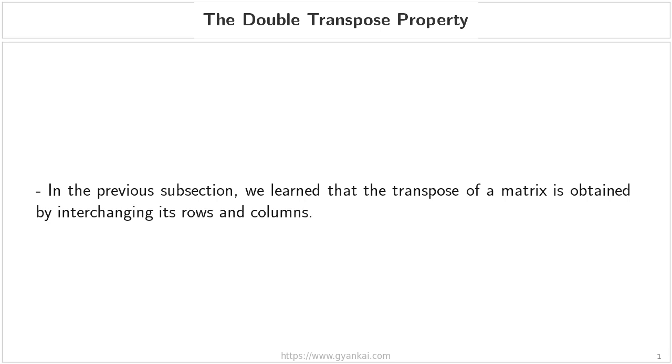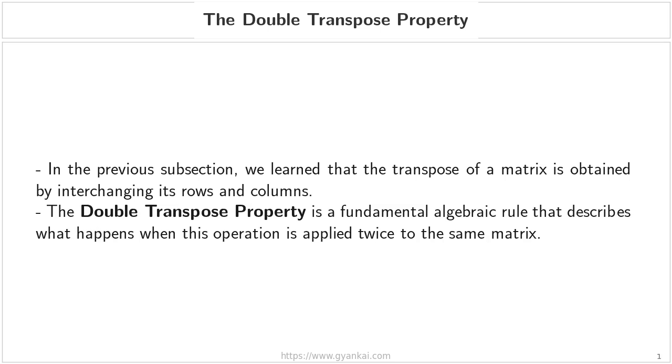Hello everyone. To begin, let's quickly recap what we covered in the previous subsection. We learned that the transpose of a matrix is a straightforward operation obtained by simply interchanging its rows and columns. Now, we are going to build upon that knowledge by introducing the double transpose property. This is a fundamental algebraic rule that describes exactly what happens to a matrix when this transpose operation is applied twice to the same matrix. Over the next few slides, we will explore how this works and why it is such a useful property to understand.